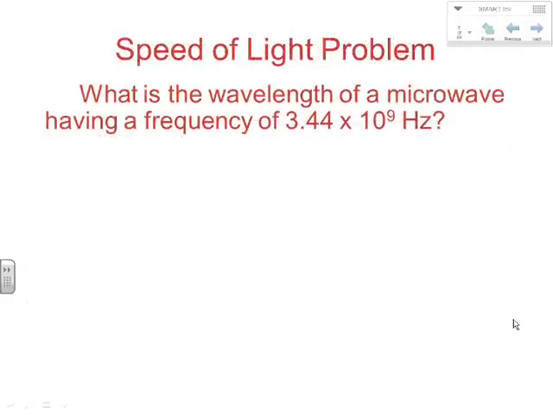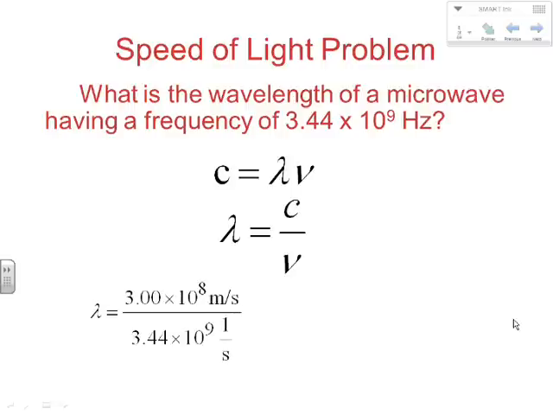Now, quick math problem. What is the wavelength of a microwave having a frequency of 3.44 times 10 to the 9th hertz? So we're given frequency and we're asked to find wavelength. Remember, the relationship between them is frequency times wavelength equals the speed of light. And as a constant, we can use the speed of light to convert one to the other. So if we want to know wavelength, we take the speed of light and divide it by the frequency. Speed of light is 3.00 times 10 to the 8th meters per second. The frequency was given as 3.44 times 10 to the 9th hertz.